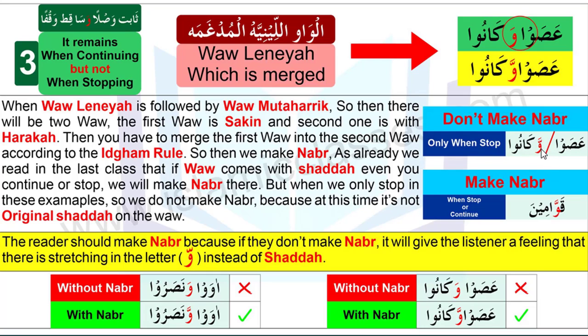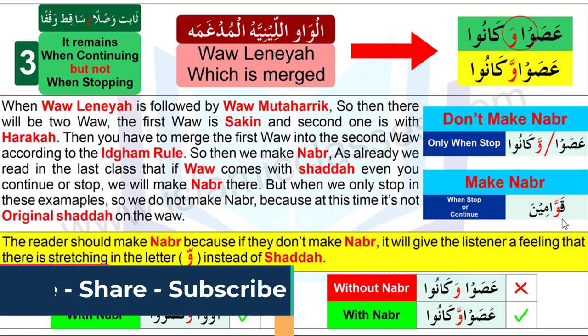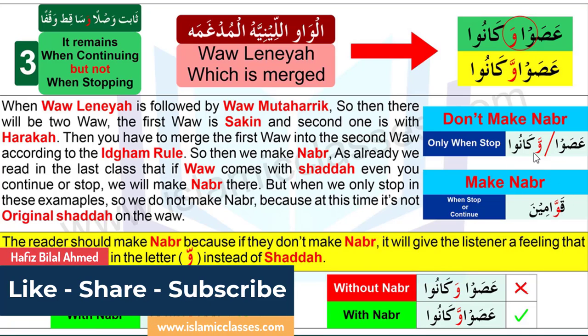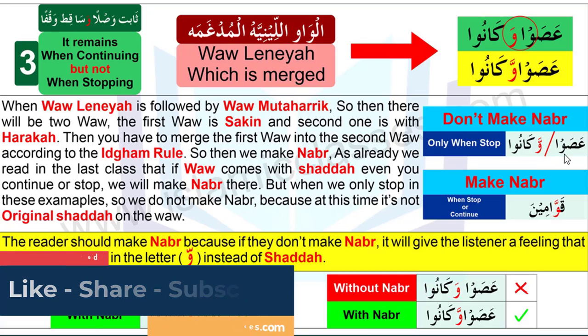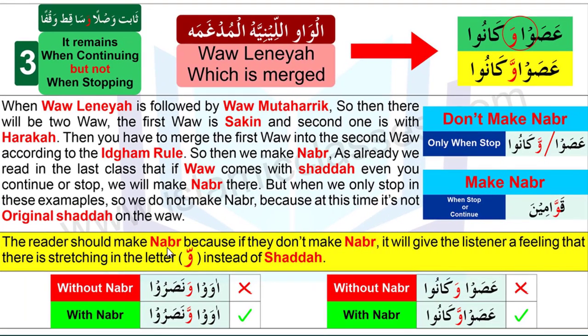So when an original shadda sign comes on the waw or on the ya, you will make nabr there. But if there is no original sign like a shadda sign, then you will not make nabr. And the next is the reader should make nabr, because if they don't make nabr, it will give the listener a feeling that there is stretching in the letter waw instead of shadda. We read this already in the last class.